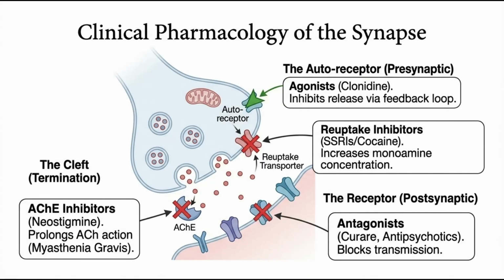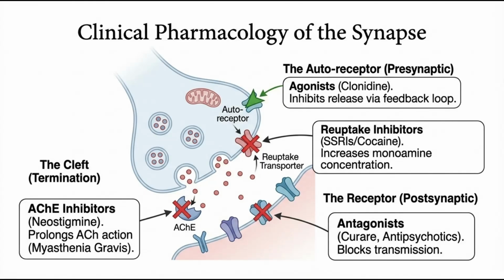This is more straightforward. These are direct antagonists. Curare is the classic poison dart frog toxin. It sits on the nicotinic receptor at the neuromuscular junction and just physically blocks it. Acetylcholine can't bind. Result, paralysis. And antipsychotics. Many typical antipsychotics work by blocking dopamine D2 receptors in the brain, which is thought to reduce the overactivity in certain pathways that contributes to psychosis.